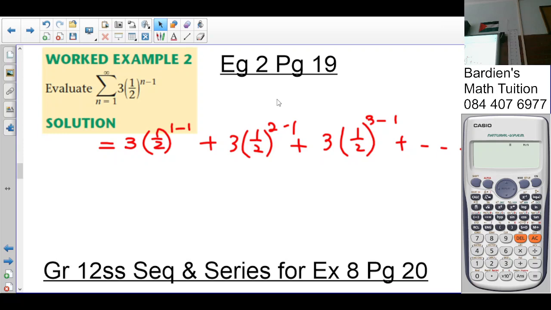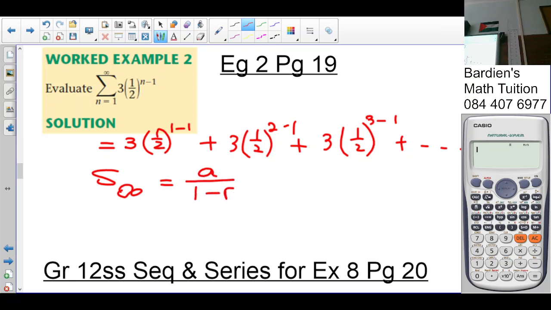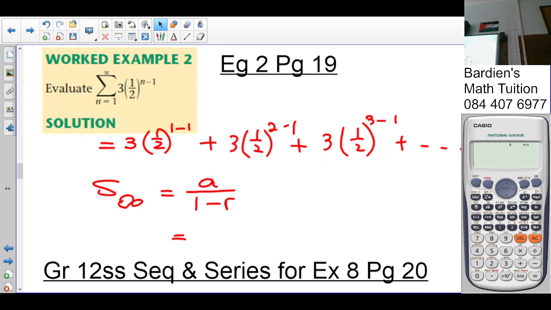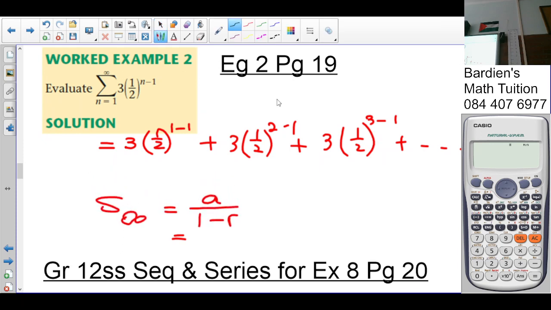So what is the sum to infinity formula? Is it going to be A over 1 minus R? What is my A value? 3 into R to the 0, which is 3. Not so? Anything to the power 0 becomes 1. So that is 3. Plus 3 over 2. Plus 3 over 4. Plus and so on.